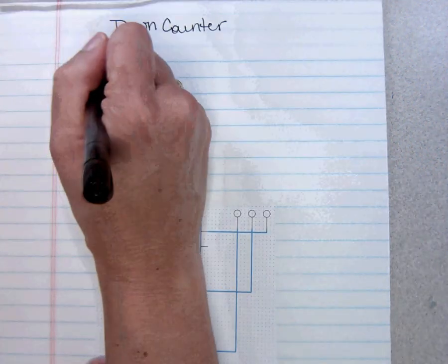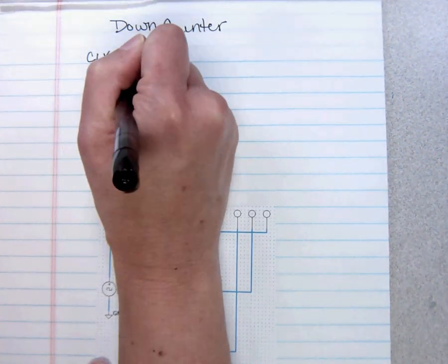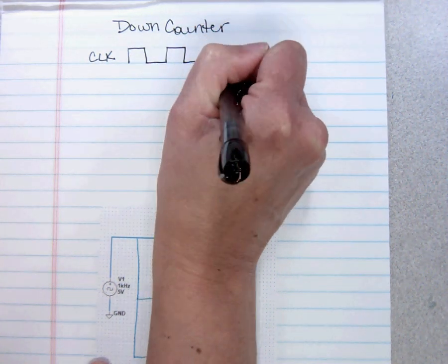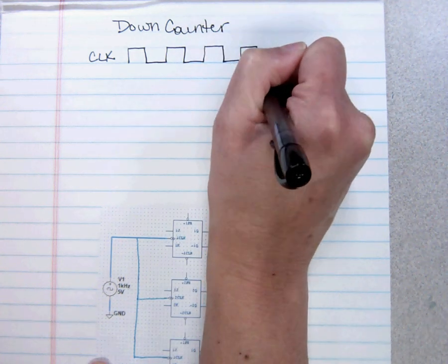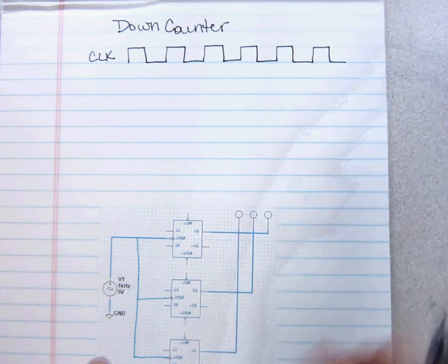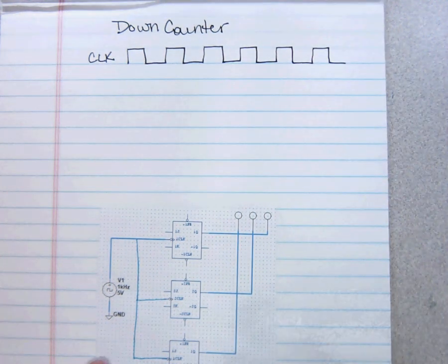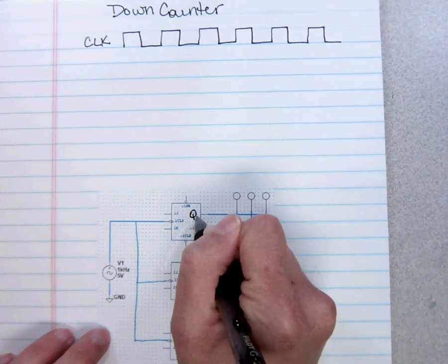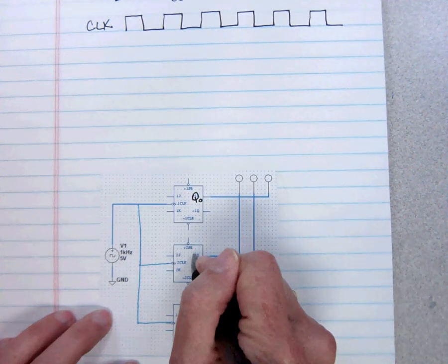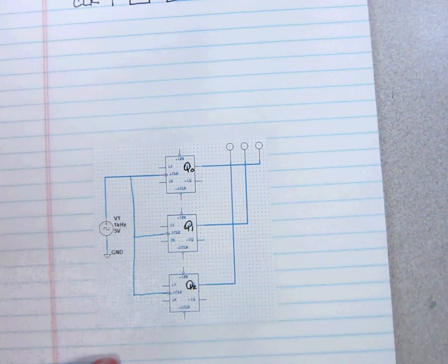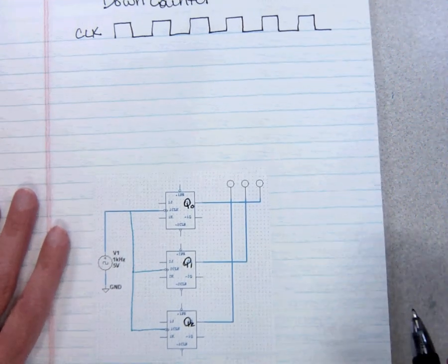So we're going to start with the clock input. So our clock input might look something like this. And again, it's attached to each flip-flop so that they get clocked at the exact same time. So we're going to do the same thing we did before, and our first flip-flop will be our least significant bit, and then the middle, and then the most significant bit. So we'll start with Q0.